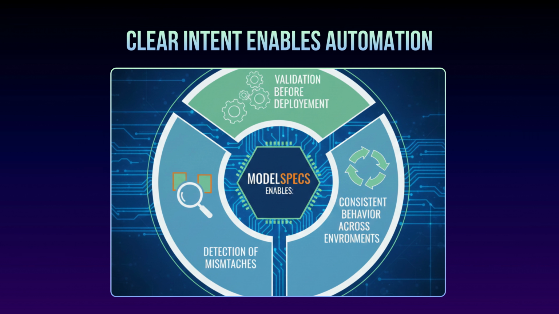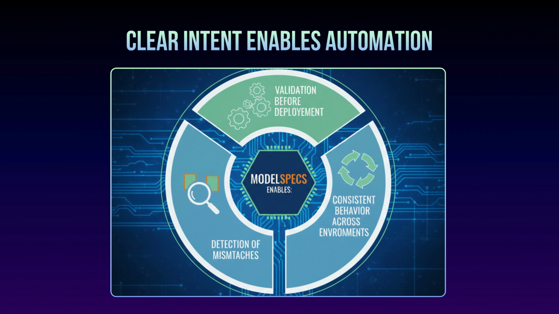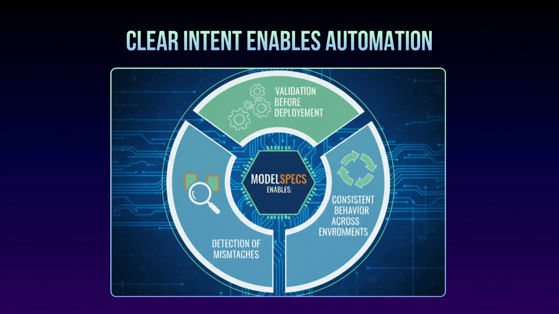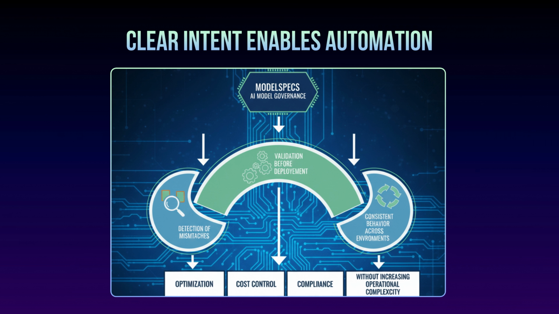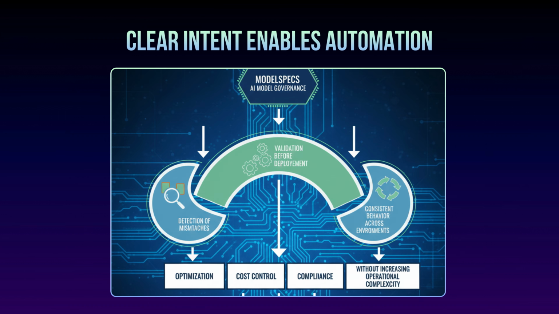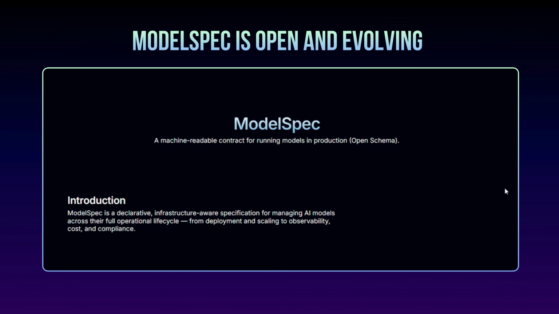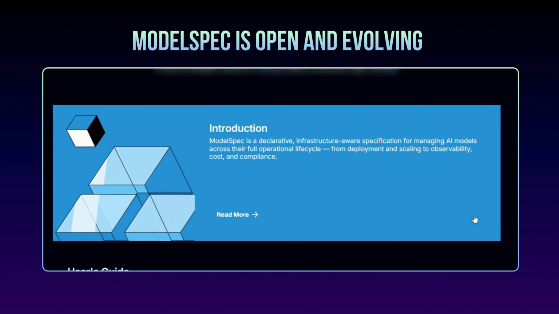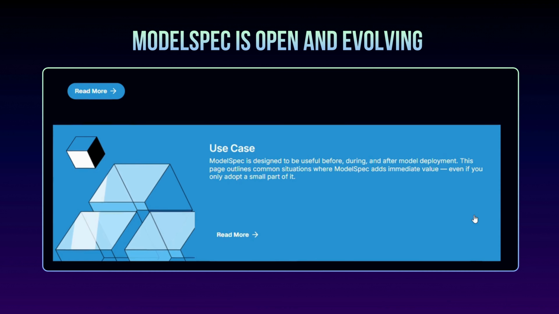Model specs enable validation before deployment, detection of mismatches, and consistent behavior across environments. Over time, this creates a foundation for optimization, cost control, and compliance, without increasing operational complexity. Model spec is an open, evolving specification. You can explore the schema, examples, and documentation in the GitHub repository linked below.